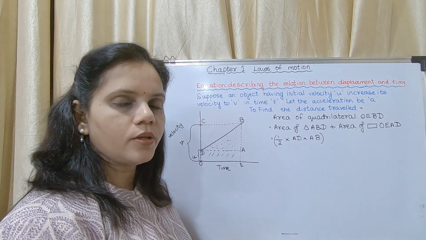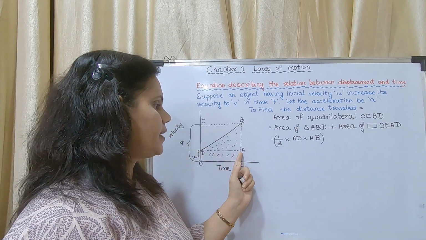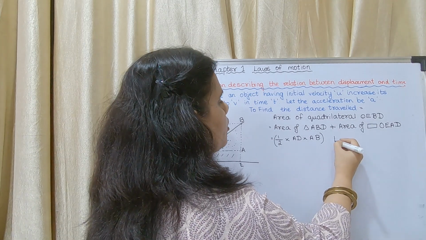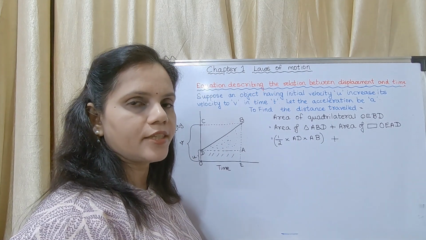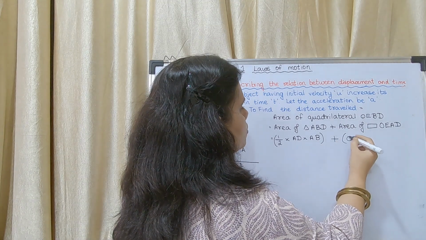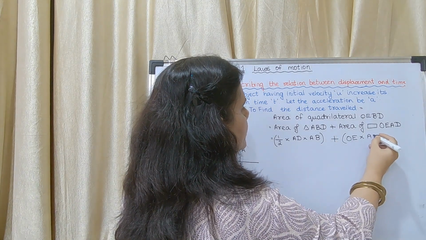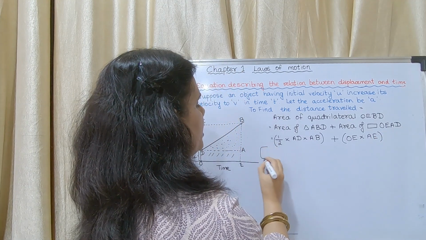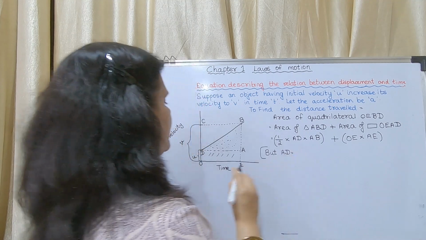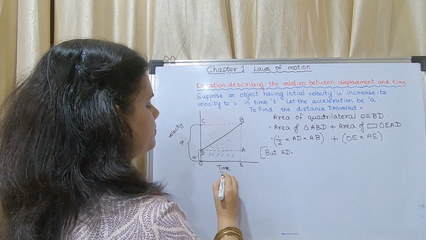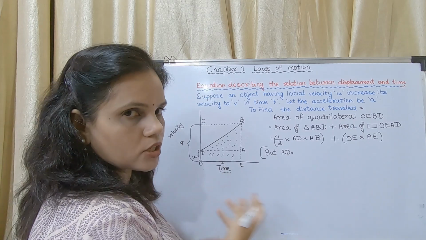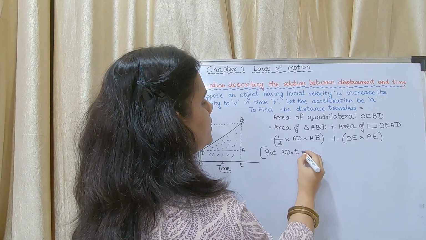Half into base into height. The base is AD, and the height is AB. And area of rectangle, how will you find it? It is length into breadth. Length is OE and breadth is AE. So it is OE into AE. Now we will see. AD is the time. AD is also time. OE is also time. So AD is equal to T.